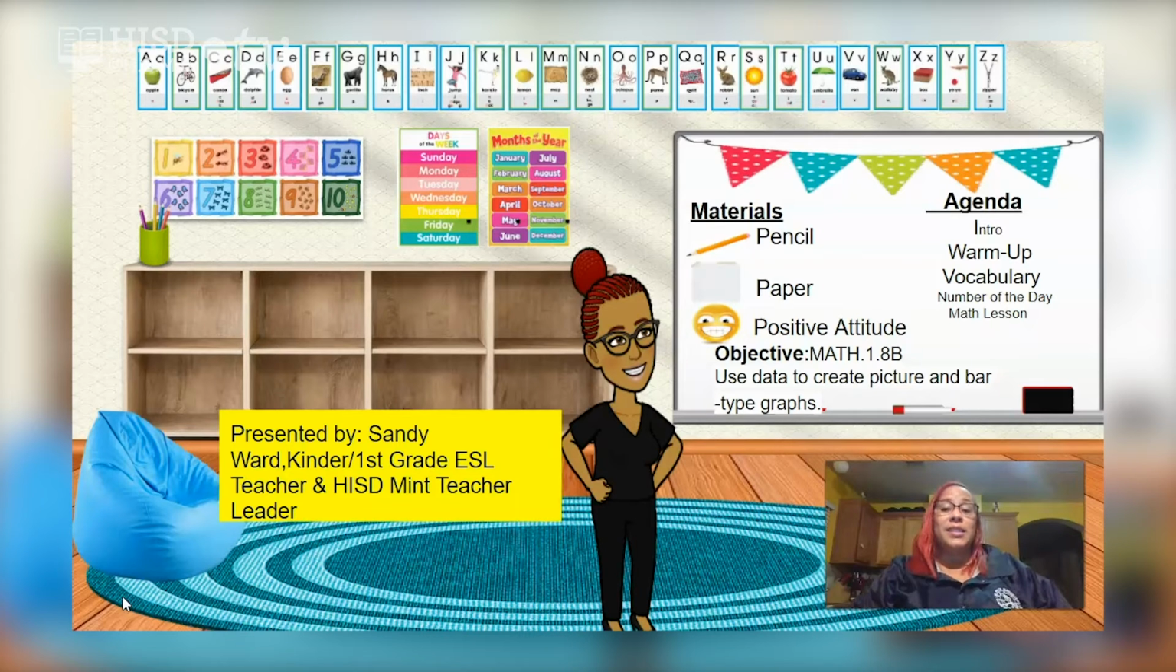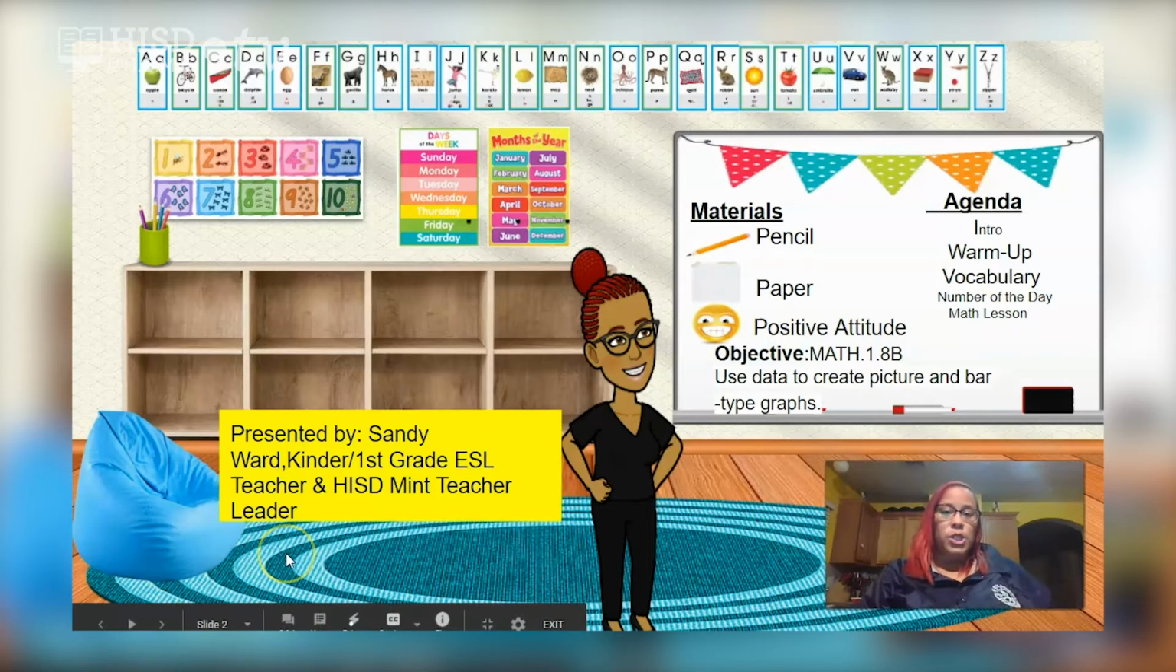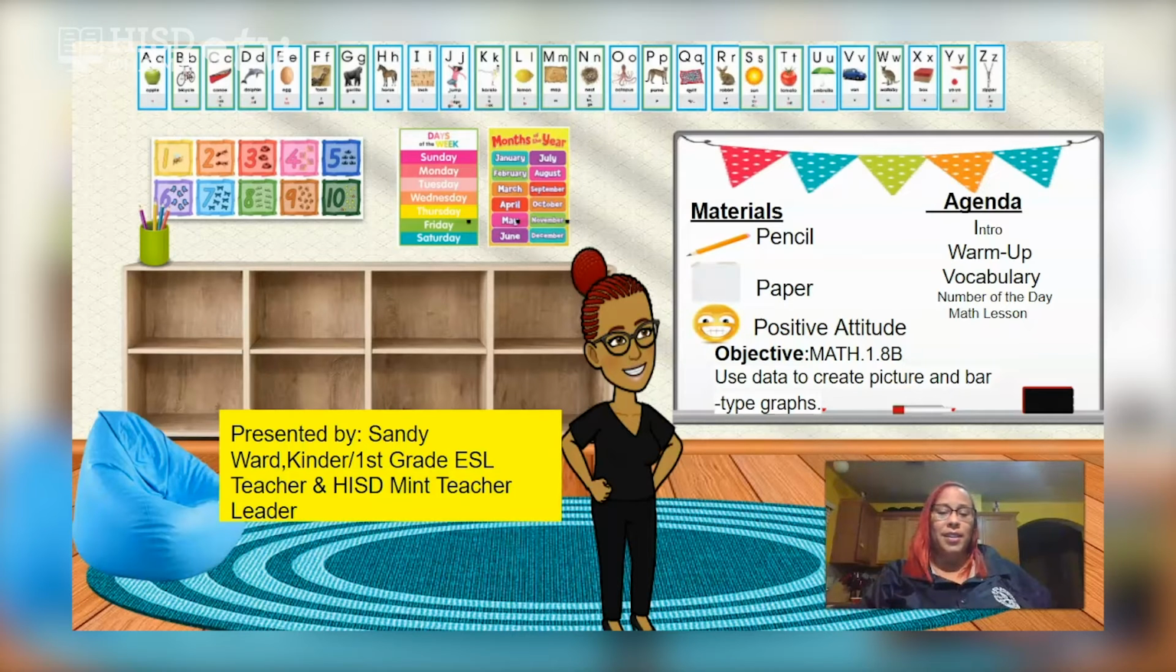In our lesson today, we will be using data to create picture and bar type graphs. We will go through our introduction, the warm-up, which will be our problem of the day, the vocabulary, and our math lesson. We will not have a number of the day today because we will do a problem of the day. So if you have your pencil and paper, mathematicians, let's jump right in.